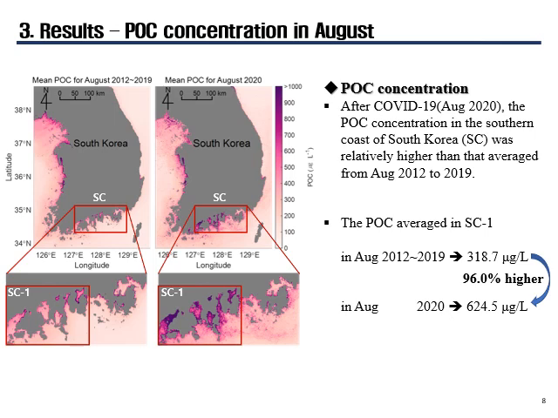Specifically, the POC concentration in SC1 was relatively high. The concentration in August 2012 was 624.5 microgram per liter and is 96% higher than that in August from 2012 to 2019.